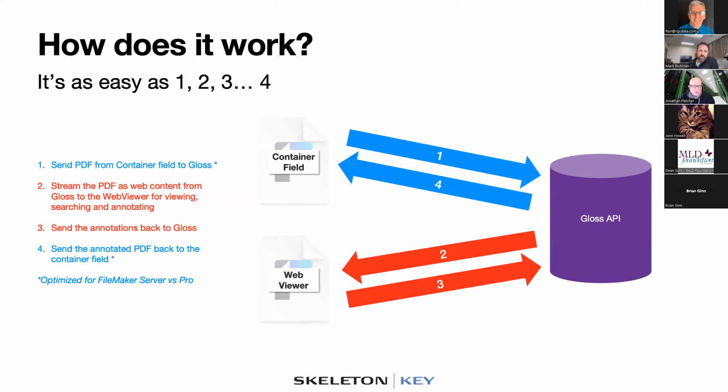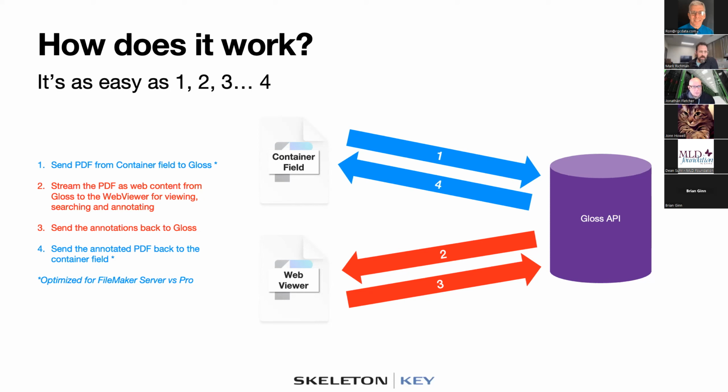In a nutshell, technically speaking, what it does is really a four-step process. It starts with a container field where you have your PDF. The first step is we send that PDF from the container field up to Gloss via a Gloss API. I've got some slides later I can show you. It gets a little bit into the infrastructure, but the short version is that we upload the PDF to the Gloss server. Then we render that document back into a web viewer in step 2. Effectively now we're streaming content that's been rendered from the PDF into the web viewer as web content, allowing you to do the various types of viewing and searching and annotation activities.